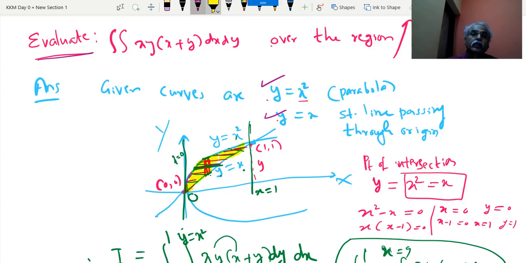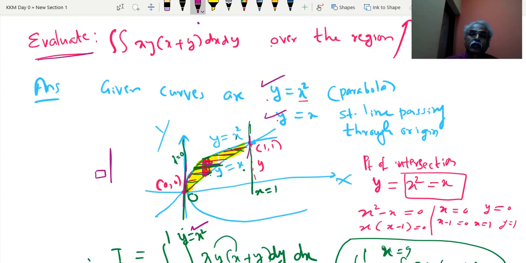Now to find the limits, once again we have to use the same technique. First of all, you should consider an elementary area inside dx dy, that you move up and down such that the lower part should be lowest part of the integration y equal to x. So immediately we are writing y equal to x, and upper part is y equal to x square. Immediately we are writing y equal to x square. This strip moves from leftmost limit this y axis to rightmost limit this 1 1.